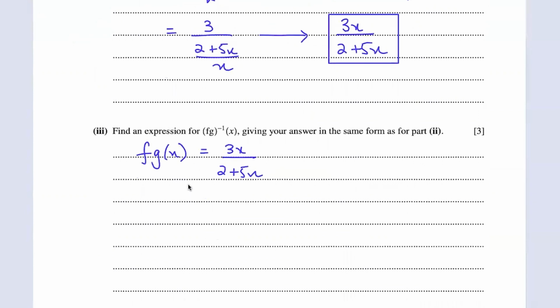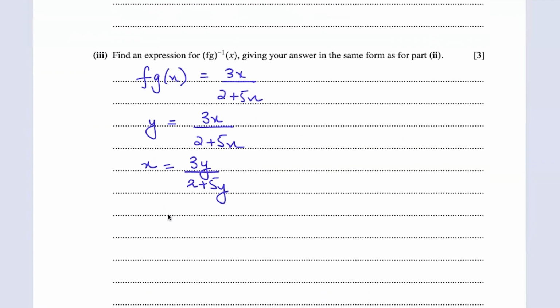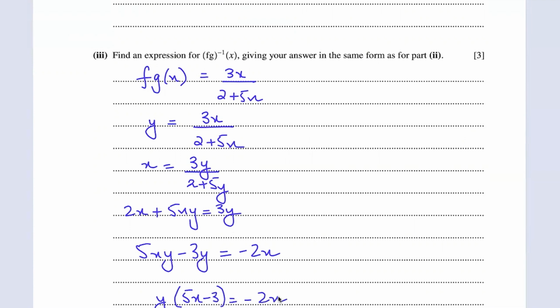So for finding the inverse, first we write y in place of the function. In the next step, we exchange the values of x and y. So this will become x equals 3y upon 2 plus 5y. Finally, for finding the inverse, we'll make y our subject. So cross multiplying, first we get 2x plus 5xy is equal to 3y. Bringing y on one side, we'll have 5xy minus 3y is equal to minus 2x. Taking y common, we get y bracket 5x minus 3 is equal to minus 2x.